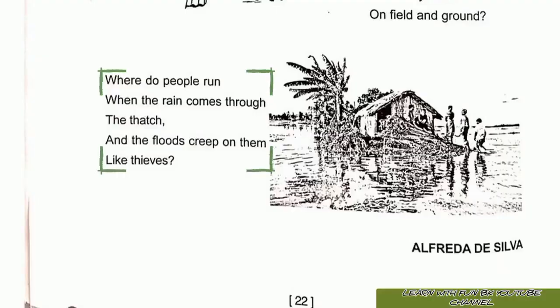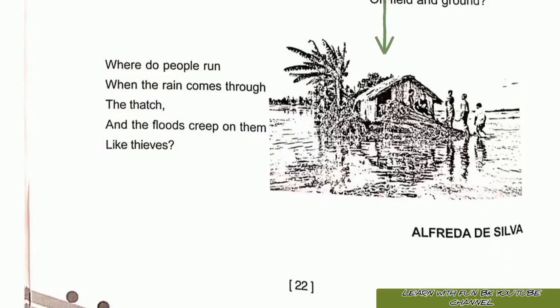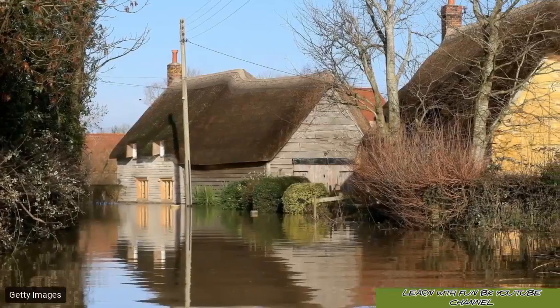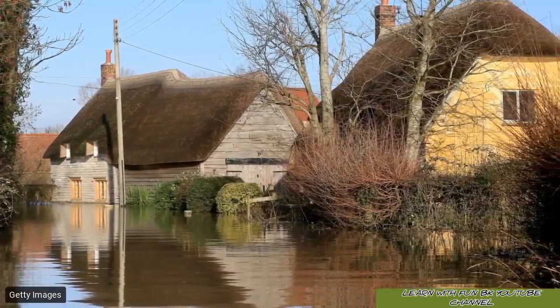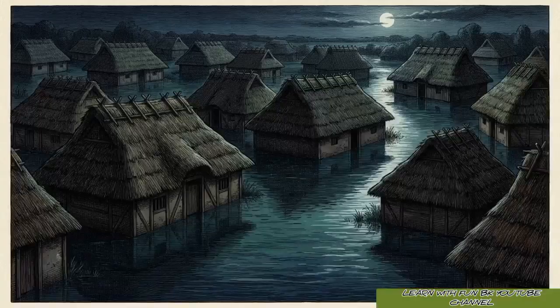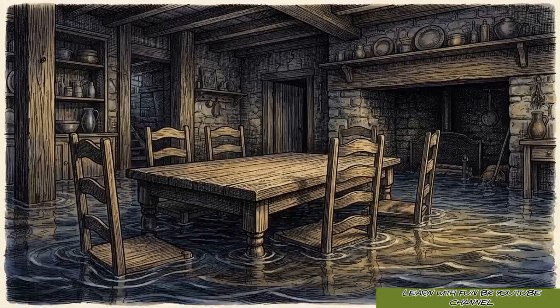In the third stanza, the storm reaches the people. The rain comes through the thatch, which is a traditional roof made of tightly packed dry straw or grass. When a monsoon floods a village with these traditional thatch roof houses, the water level can rise right up to the windows. The poet says these floods creep on them like thieves. Rising water is often silent, sneaking up in the dark, and stealing people's homes before they can react.